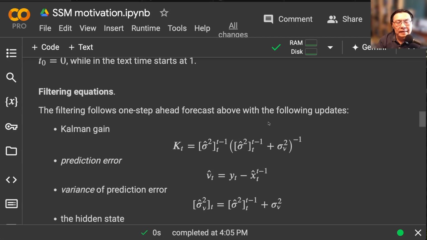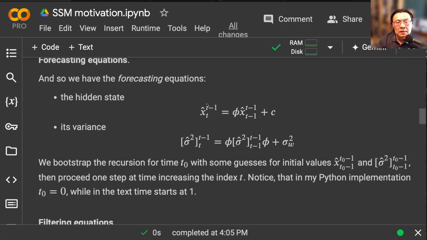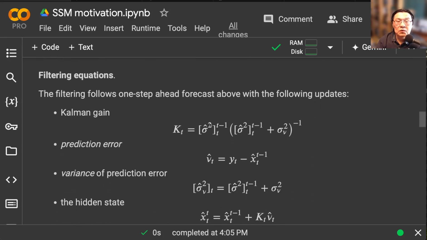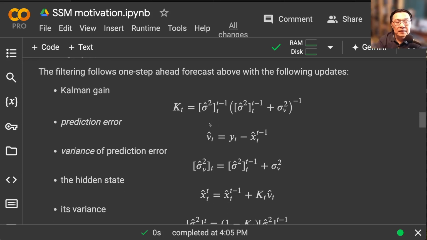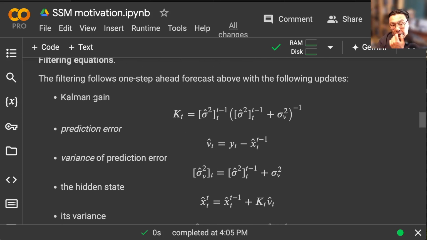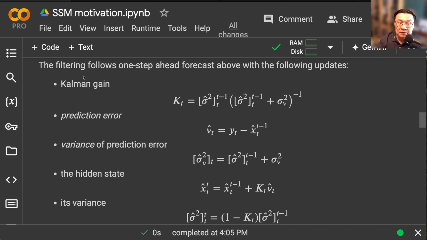Remember how I said that when we're using the data from the past to forecast forward the state, that was called forecasting. That's why forecasting equations. But I said filtering is when we can use the current data to estimate the current state. And to do that, we need 5 equations. So the set is called filtering equations, and it's 5 of them.